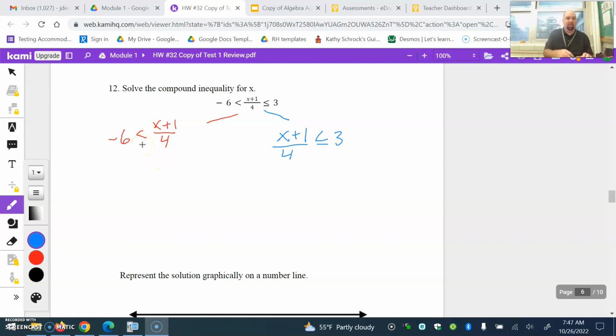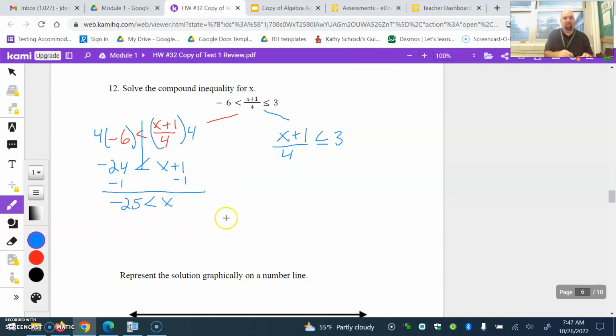So I'm going to go ahead and solve the one in red first using my blue. To get rid of the fraction, the 4 in the denominator tells me what I'm going to multiply both sides by. I multiply by 4. I get -24 is less than x plus 1. Now all I have to do is subtract 1 from both sides. And I get -25 is less than x.